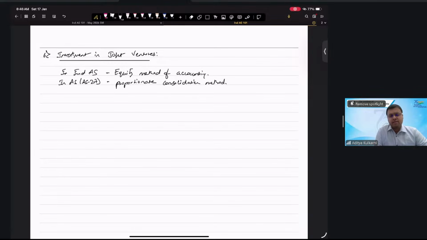Okay. Now the issue is, when I'm transitioning from AS 27 to Ind AS 28, equity method of accounting, investment in associates and joint ventures, I think it is Ind AS 28 or Ind AS 111 also. Anyways, under that scenario, we do not consolidate line by line under Ind AS, whereas under AS, we do a proportionate consolidation. So what do I have to do when I transition?